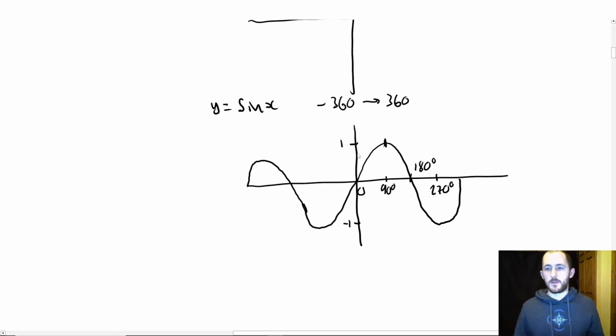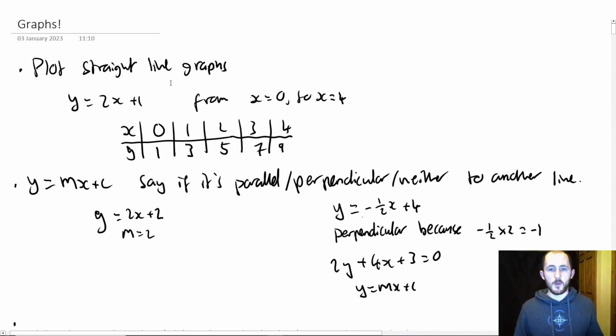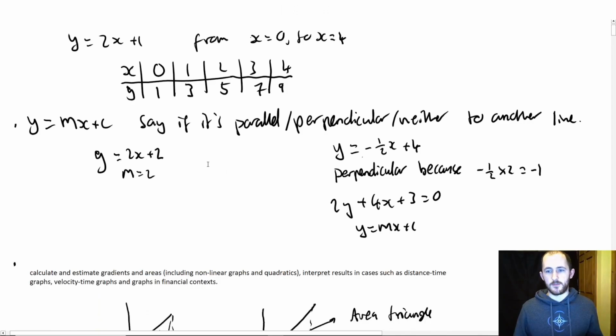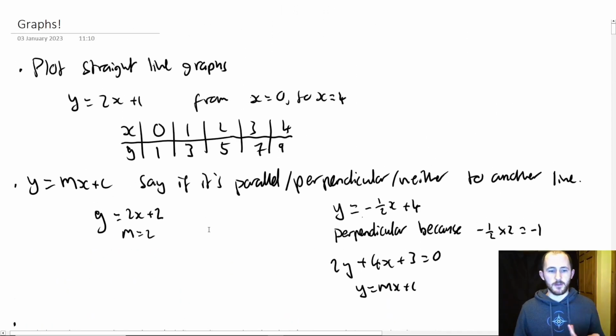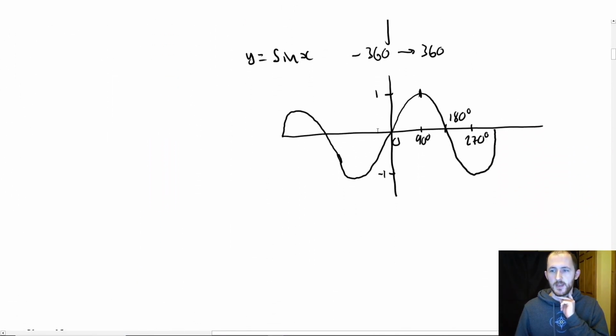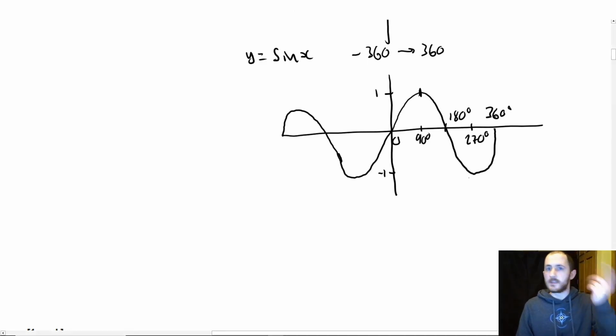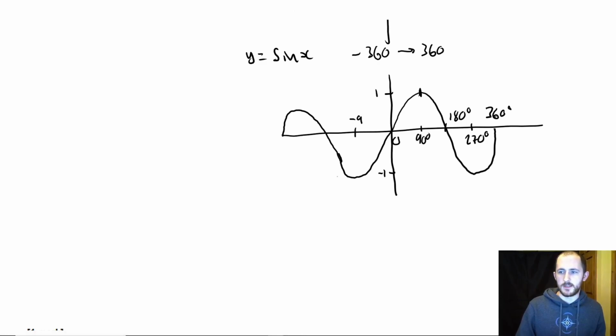So basically, we're going through all of the stuff related to graphs. What I'm going through at the moment is your actual spec, so these are the different things you need to be able to do. Right now, we're going through what graphs you need to be able to recognize, sketch, and transform. So we start with linear, quadratic, cubic, reciprocal, exponential, and now we're going on to the sine graph. And then again, another 90 degrees. The way I remember it is just every 90 degrees, we go between integers, right? So we go 0, 1, 0, minus 1, 0. And then going backwards, it would be the exact same thing. Minus 90 degrees brings us to minus 1.